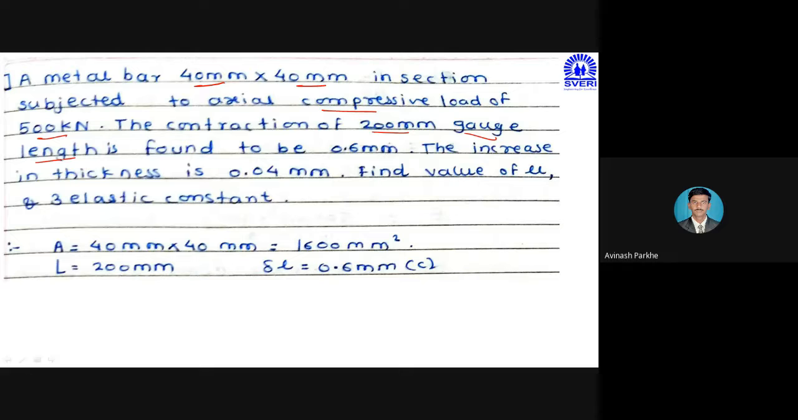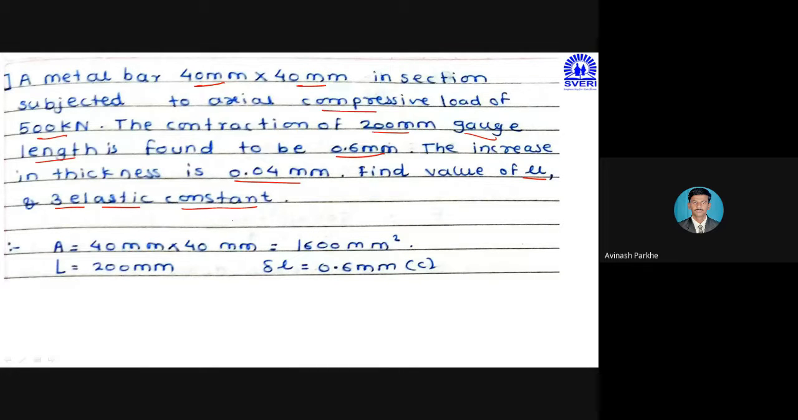The contraction of 200 mm gauge length. Gauge length means the length of that particular bar, 200 mm. Why is it contraction? Because the applied load is compressive. Due to that compression, the contraction means decrease in length. It is found to be 0.6 mm. The increase in thickness is 0.04 mm. Find the value of mu and all the three elastic constants.